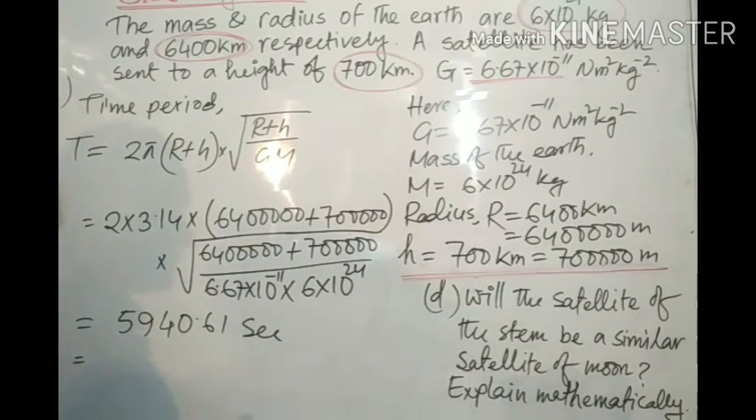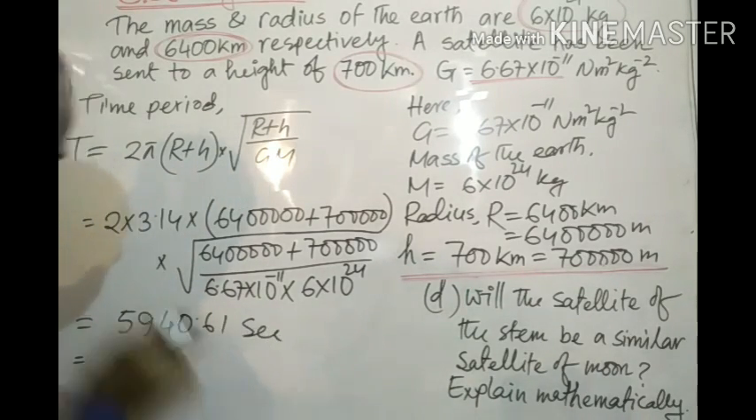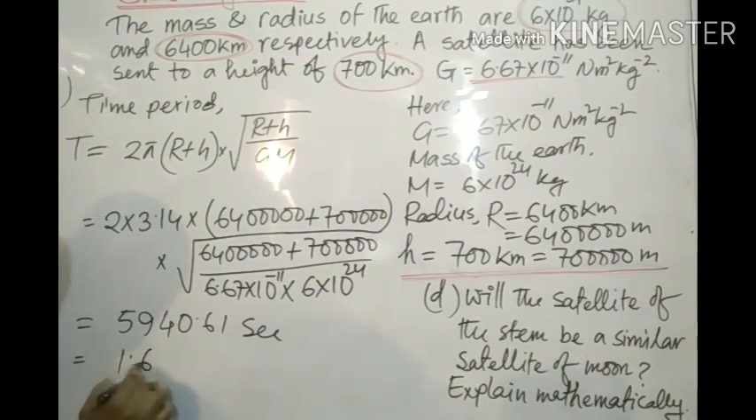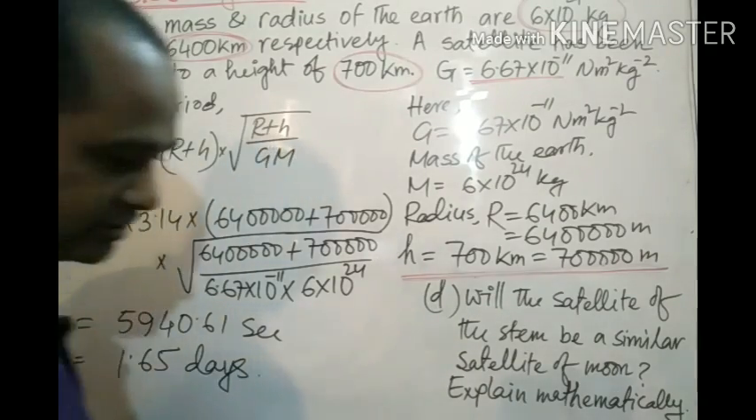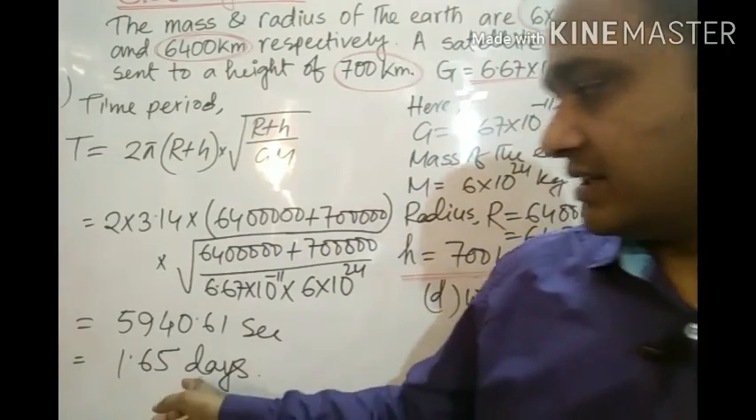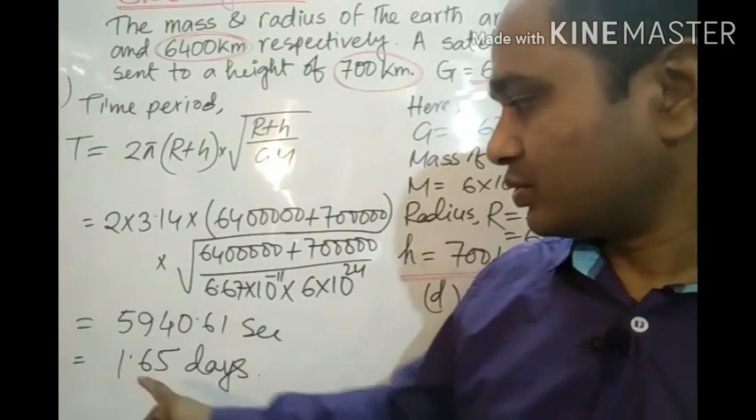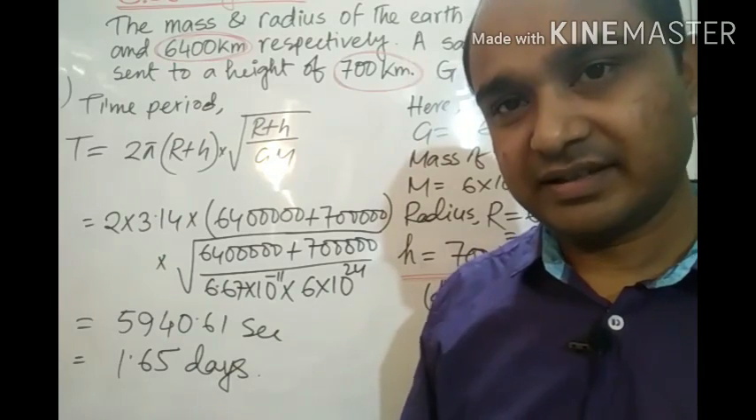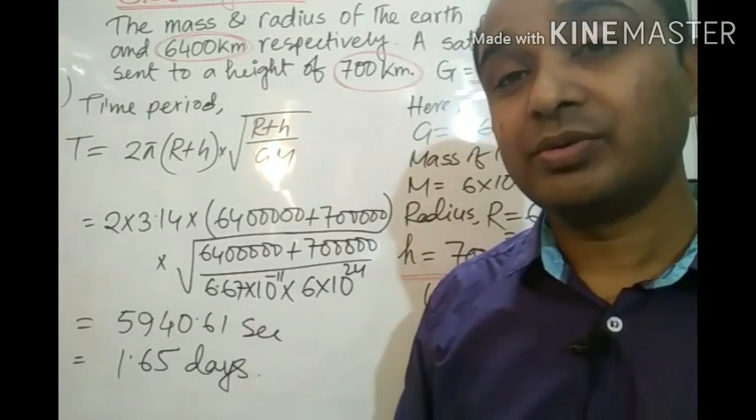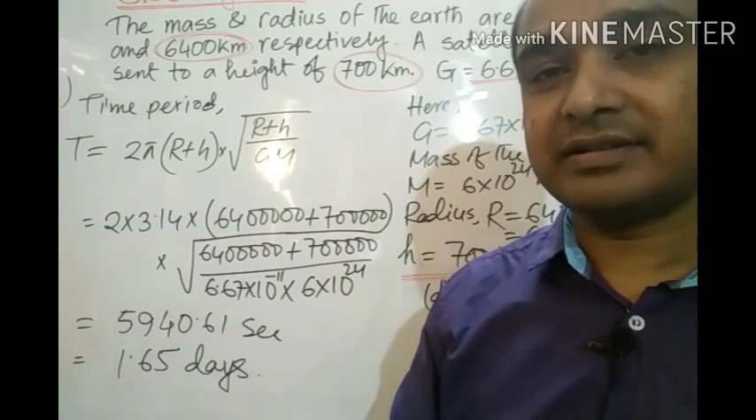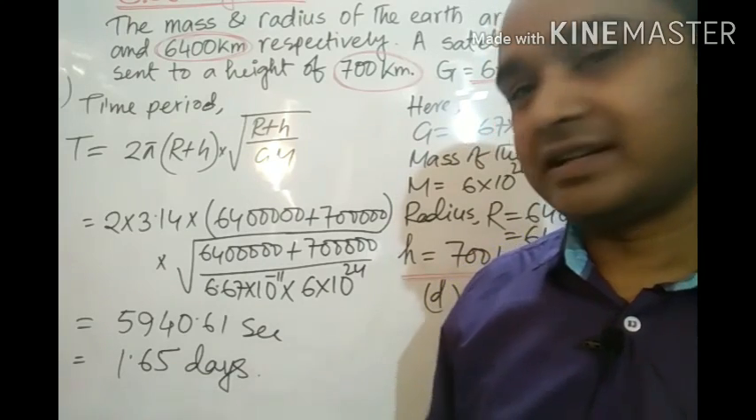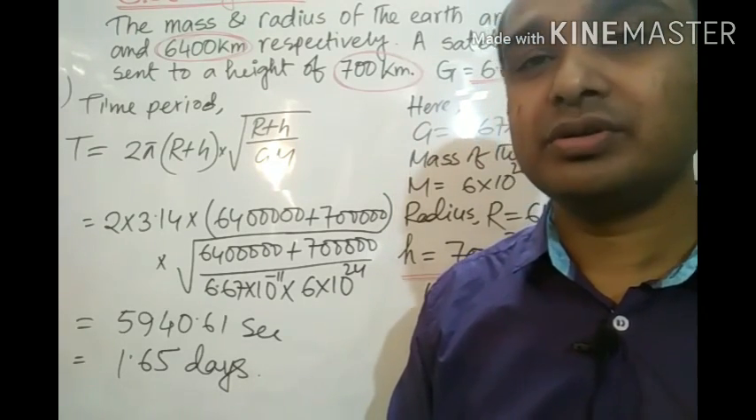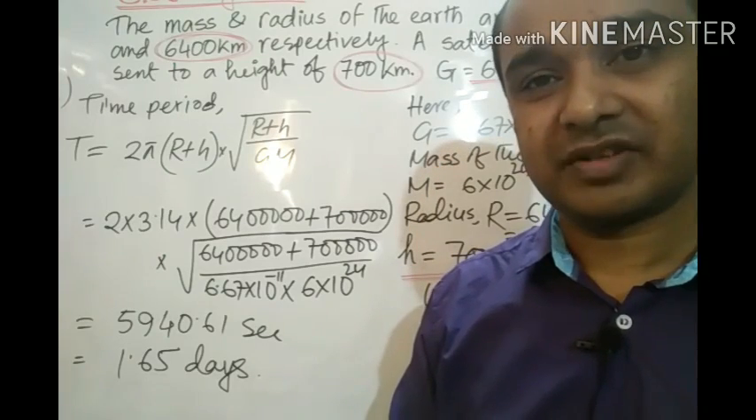And if we convert the value into days, then we have to divide the value in seconds by 3600 and it will be 1.65 days, right? Student, from the calculation we can see that the time period of the satellite is 1.65 days. But we know the time period of the moon is almost 27 days. So we can say that this satellite is not similar to the satellite moon, right?